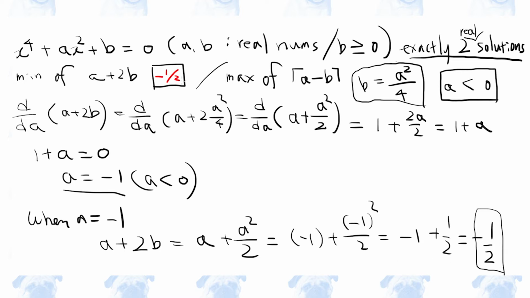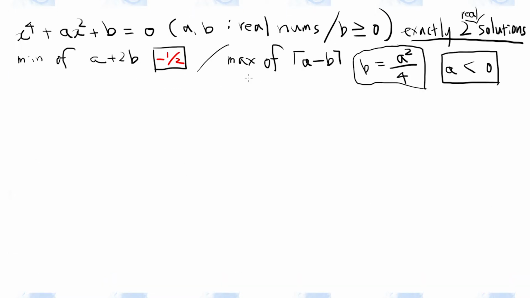Minus 1/2. And now let's move on to the second part of the question, in which we need to find the maximum value of the ceiling function of a minus b. So what does this mean?